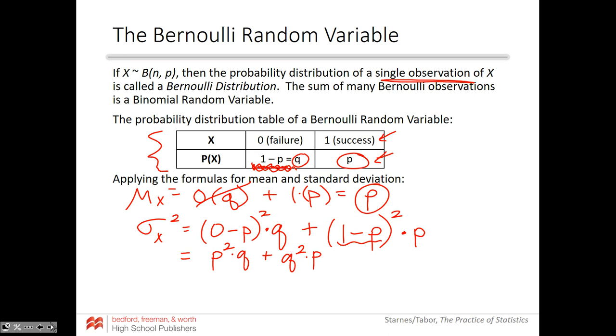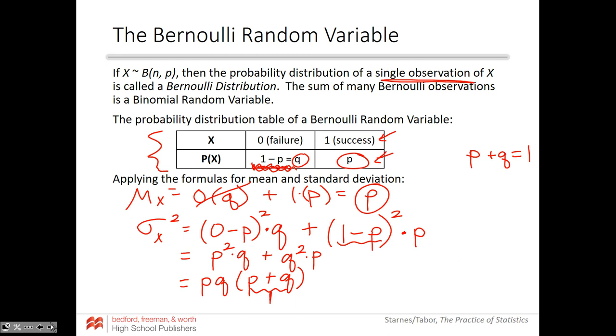Now let's think back to your algebra. Hopefully you can see I have some q's and some p's. Let me factor out a common factor. They both have a p and a q in common, so I'm going to factor out a pq, and I'm left with p, because p squared divided by p, plus q, because q squared divided by q is just q. Now look, I have p plus q. P is the probability of success, q is the probability of failure. When I add them together, I get 1. So this whole thing here is just 1.